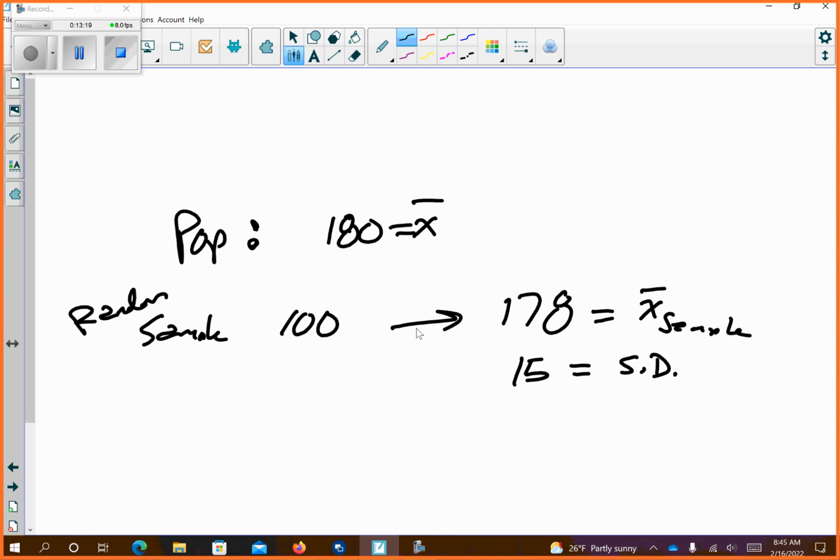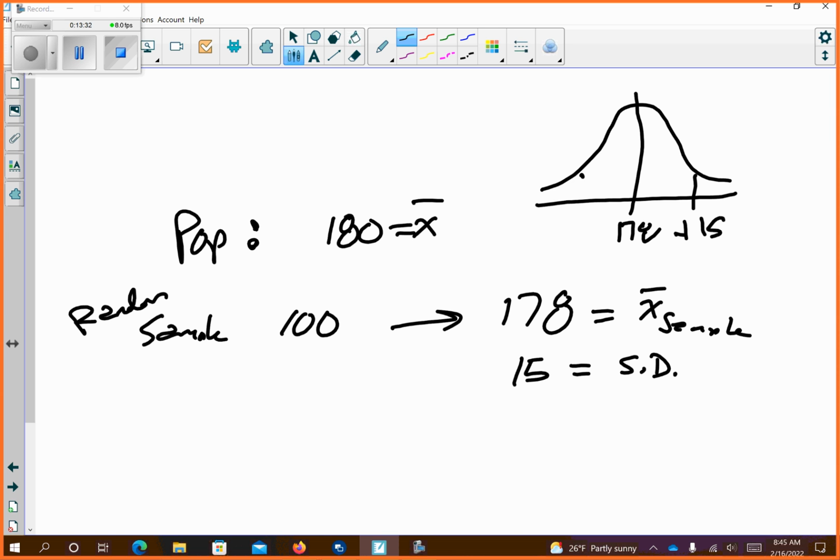And they're like, well, what's that? And the standard deviation, I mean, think about what a normal curve of this would look like. If we took our sample information, we said 178, and we went plus 15 this way and minus 15 this way, this should encompass 68% of the population as far as a normal curve. Okay? Now the problem is this 180 falls right here. Okay, so it's within the standard deviation.